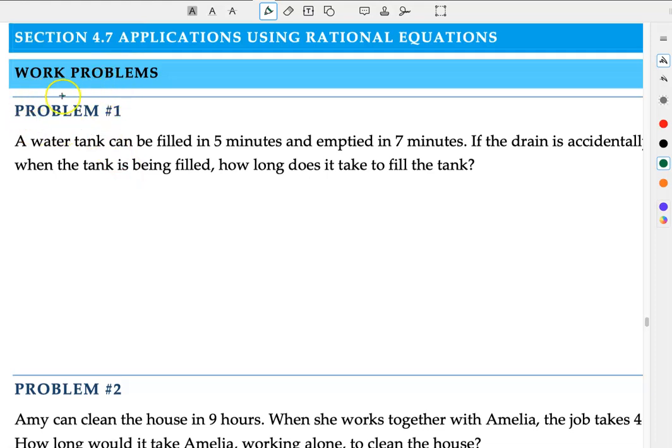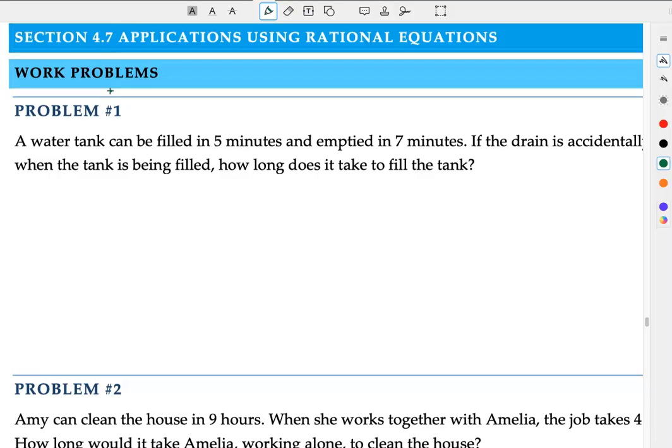So one type of problem that you're going to find are what we call work problems, because it's either things working together or against each other. And I'll show you what I mean by that. So on this one, this is a working together problem. So a water tank can be filled in 5 minutes and emptied in 7 minutes. If the drain, oops, this is an against one.